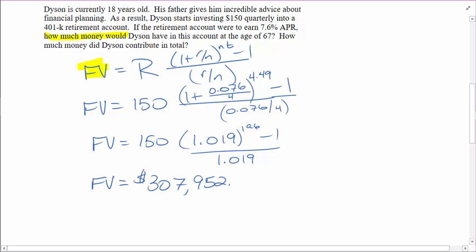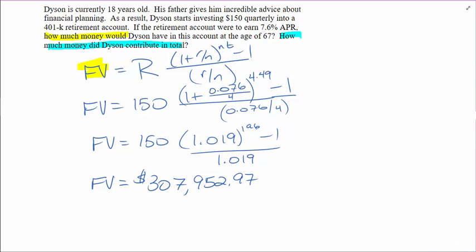$307,952.97. This is going to be the amount that Dyson has in his account at the age of 67. It's important to compare this to how much money did he actually contribute. Hopefully this number that he actually contributed is a lower number.